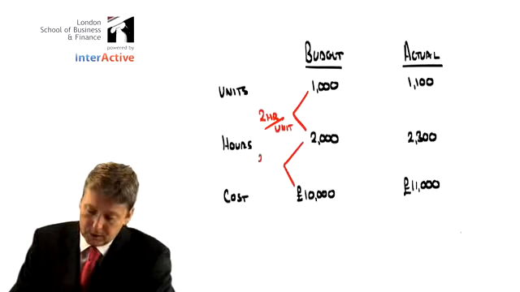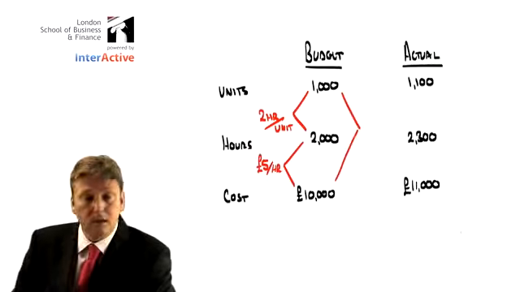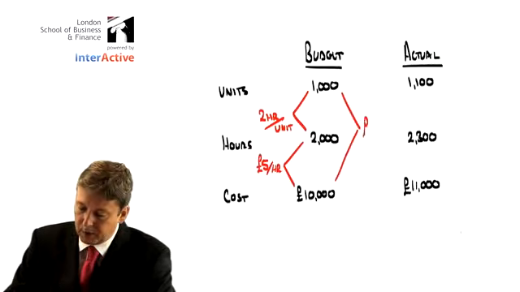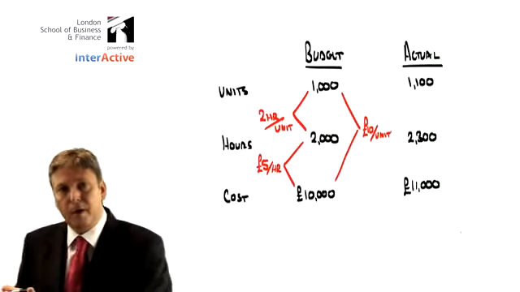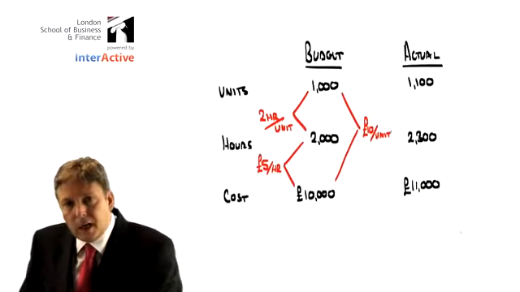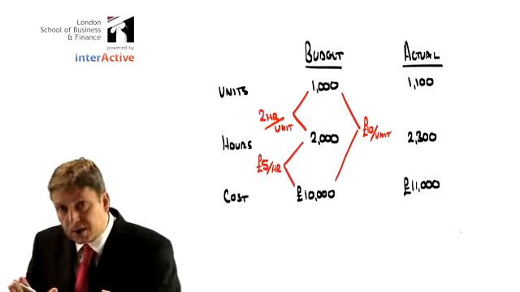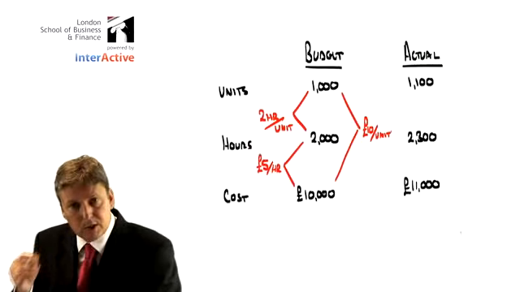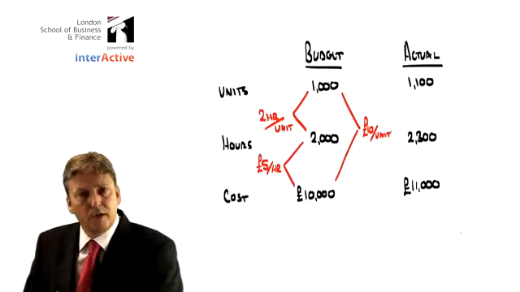10,000 divided by 2, £5 per hour. I suppose if you want to, you could get the cost per unit. 10,000 divided by 1, £10 per unit. So these are the sorts of pieces of information that we need. And the link between budget and standard is so critical. If you can understand that link, you're absolutely sorted. So let's go for it.